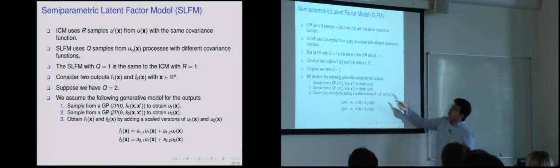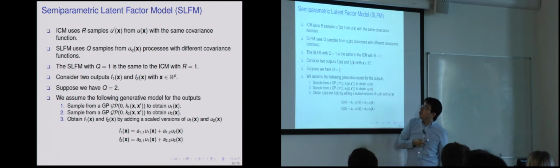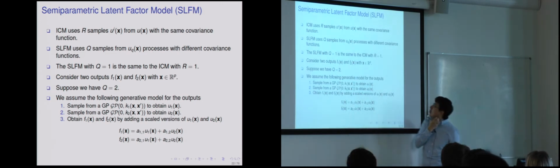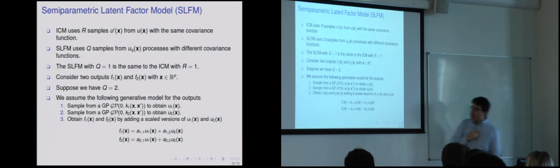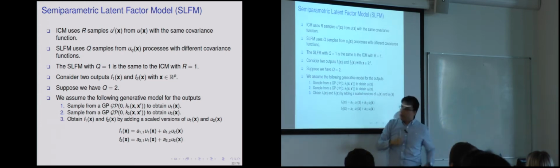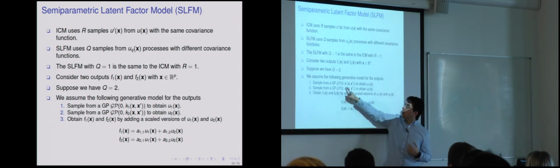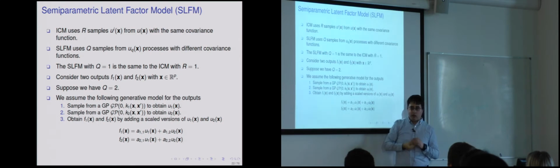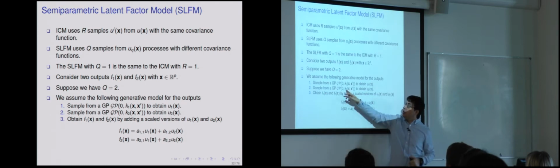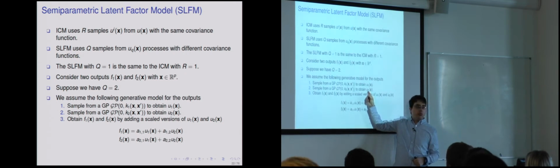So again, consider that we have two outputs, f1 and f2, and we are going to assume that Q is equal to 2. And then this is our generative model for the outputs. So first we get a sample from a Gaussian process with covariance k1(x, x'), and we obtain u1. Then we sample from a different Gaussian process, not from the same. If we sample from the same, we are talking about the ICM. This is a different Gaussian process with a different covariance function, k2(x, x'), and we obtain a second sample, u2(x).